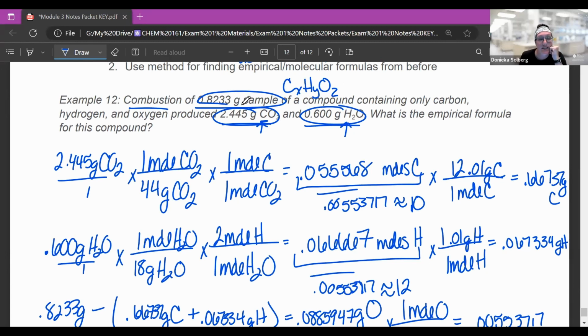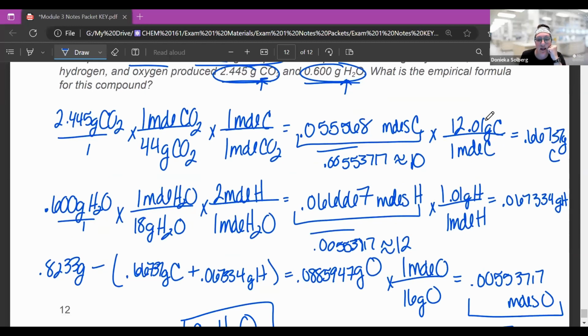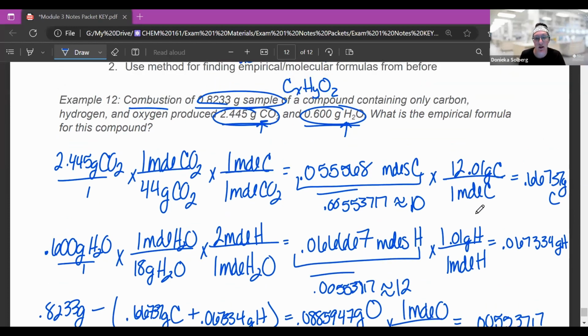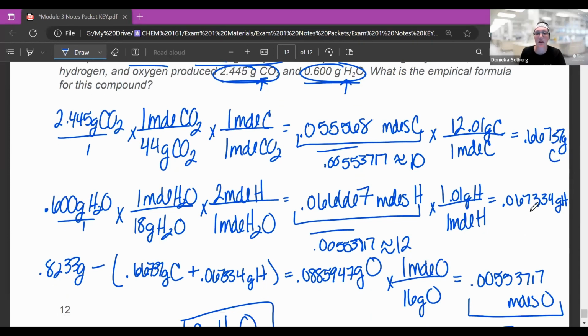So the first thing I did is, because you can't subtract moles from grams, you have to convert these to grams. So I would do this times 12.01 grams of carbon, and I get 0.66737 grams of carbon. Then 0.06667 moles of hydrogen times 1.01, that's hydrogen's molar mass, is this many grams of hydrogen. So that means that of my beginning 0.8233 grams, this much of it was carbon and this much of it was hydrogen, the rest was oxygen.